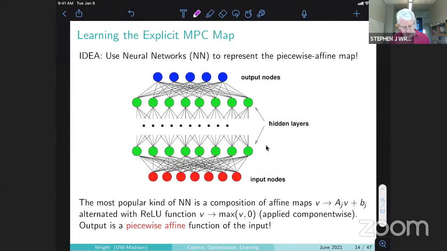But people asked the question, even in 2018, about neural nets. If we run neural nets with so-called ReLU nodes, where the input to the node is clipped at 0, so if the input is V of any one of these colored nodes here, the output is going to be the max of V and 0. So you can use that to model an affine map. In other words, what comes out of the top of the neural net is going to be a piecewise affine function of what goes in at the bottom. So this seems like a good match to explicit MPC. So can't we use a neural net to learn an explicit MPC law?